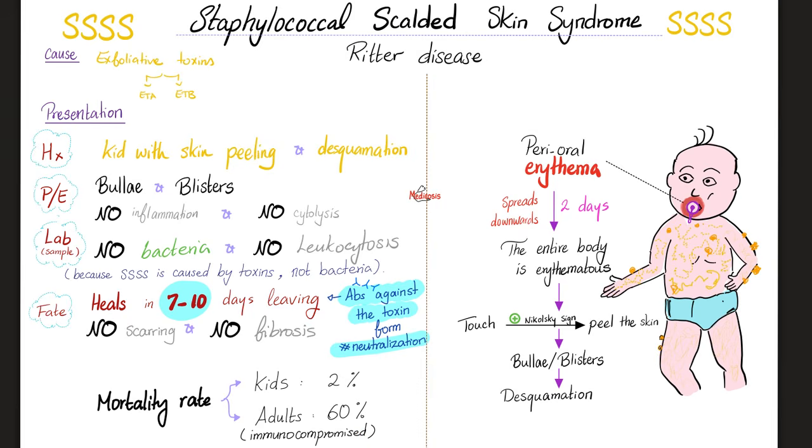Your exam question will describe a baby with perioral erythema, redness around the mouth. Two days later, it spreads to the entire body. All of the skin is peeling and desquamating, bullae and blisters, no inflammation, no cytolysis. When you biopsy the lesion, no bacteria, no leukocytosis. When you leave it for 7 to 10 days, it heals, leaving no scarring, no fibrosis. Name the bacteria: staph. Did the bacteria cause it? No, it was the toxin. Name the toxin: exfoliative toxin A and exfoliative toxin B.